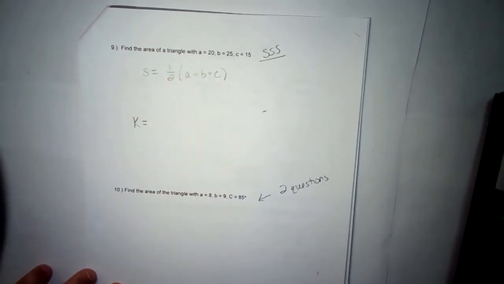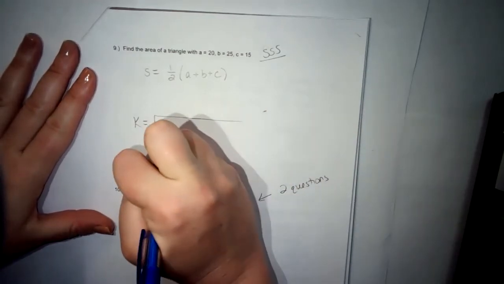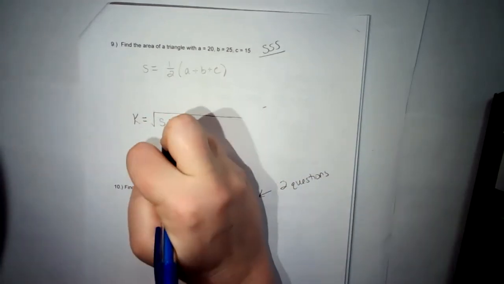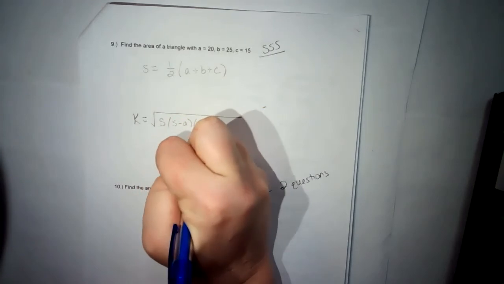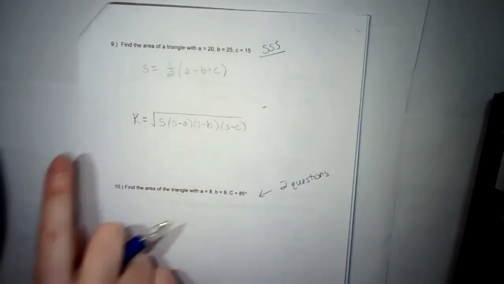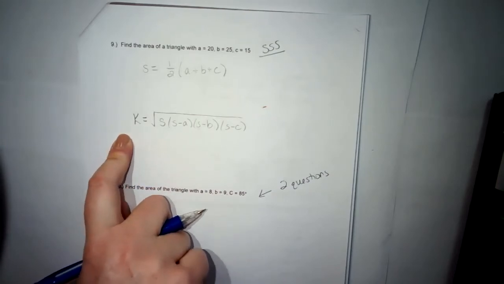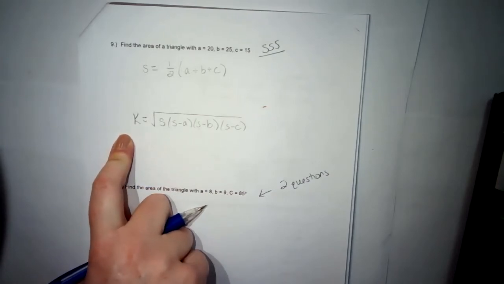Then, remember, they like to use K for area because a big A looks like angle A. Okay, then you're going to use the giant square root of S times S minus A, S minus B, S minus C. This is going to be your final answer, whatever this comes out to be. Okay, so this is for a side, side, side.